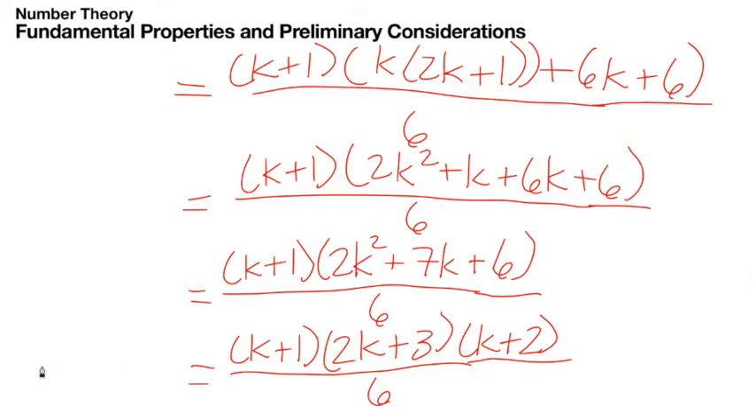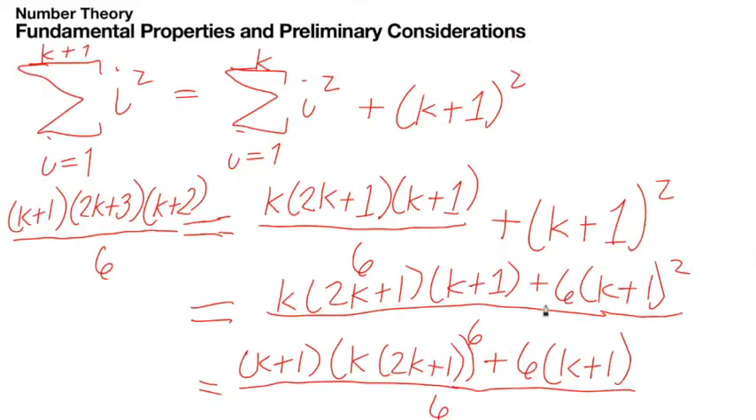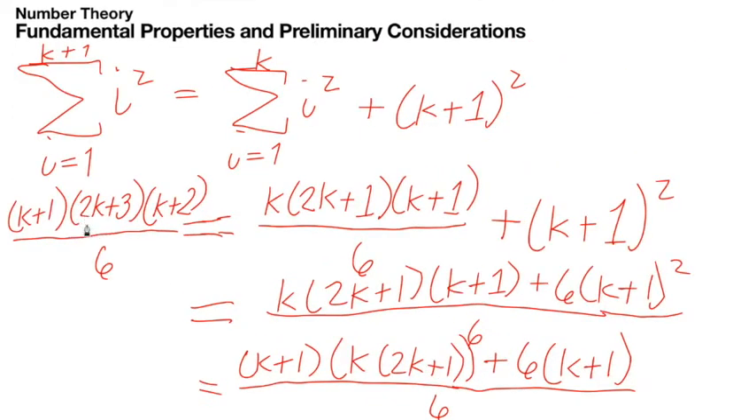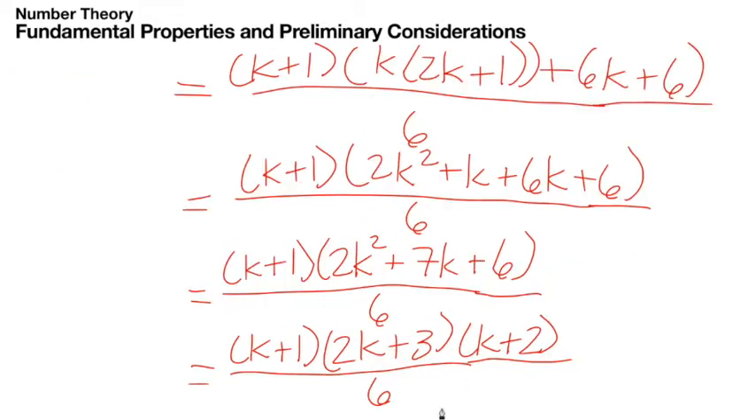This is now equal to our previous value here. So if we look up above, yeah, they're pretty much equal. Okay, so k plus 1 times 2k plus 3 times k plus 2, all over 6. This is the right-hand side now. Okay, so they're equal now. So this is equal to the left-hand side. This is now the right-hand side. And they are equal since they are the expression for k plus 1. This reasoning set is true then.